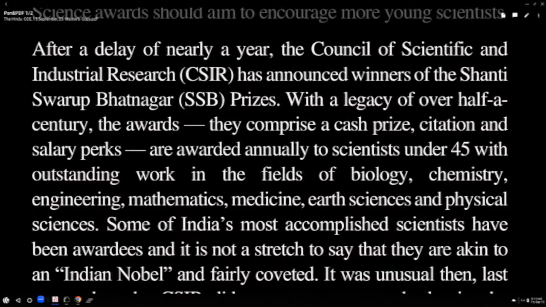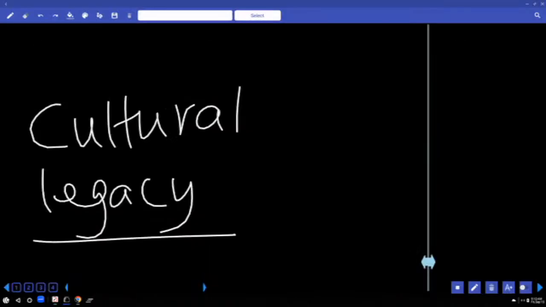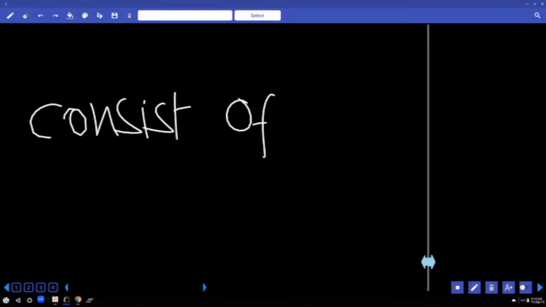It talks about with a legacy of over half a century. That means they have been giving these awards for the last 50 years. Half a century means what? For the last 50 years. With a legacy of over half a century, the awards, they comprise. How many of you have underlined the word comprise? Please underline, important, put a star mark. They have given it in a few exams. First you write the word consist. After that write the preposition of. You can say consist of. Below that you write comprise.